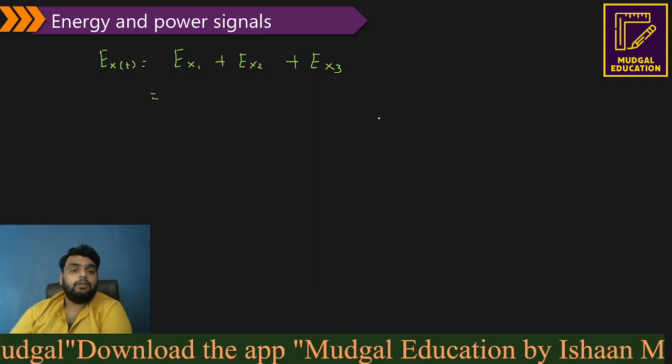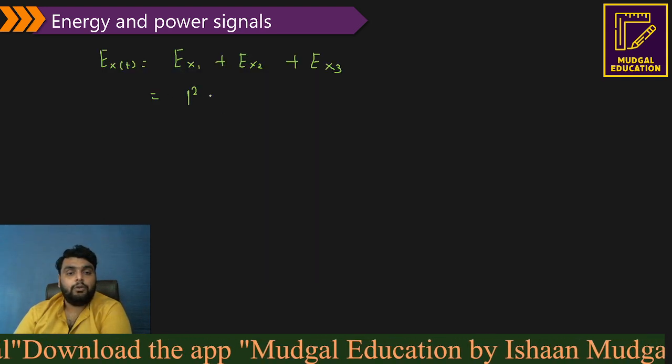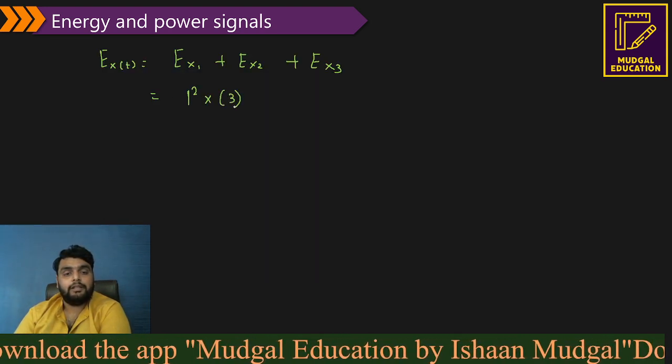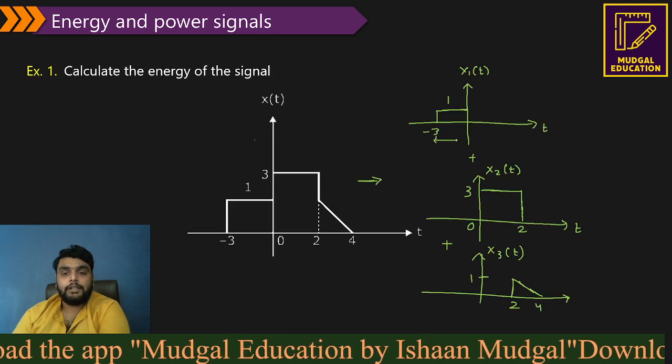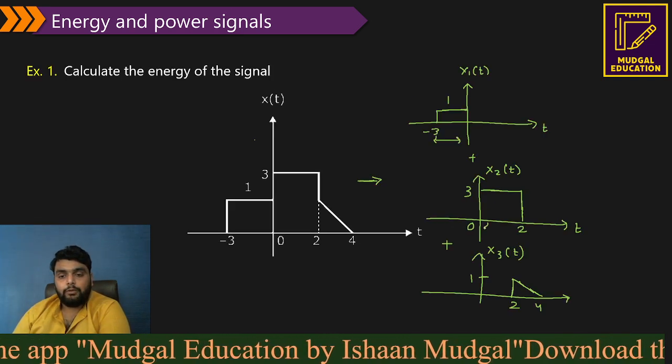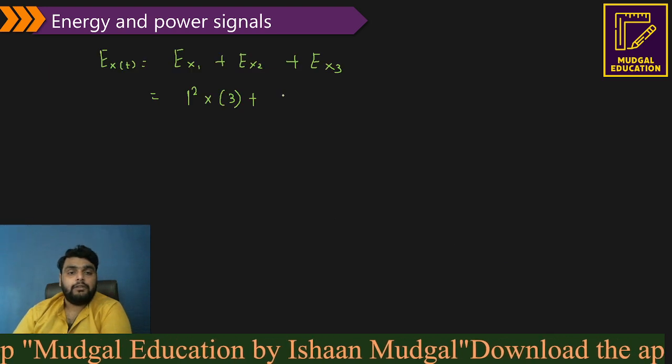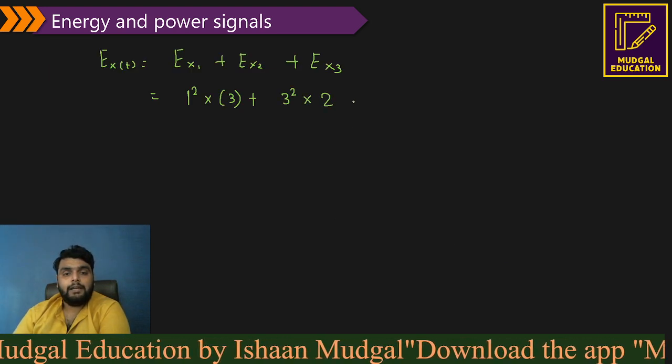It is a rectangular signal. The energy of a rectangular signal is magnitude whole square multiplied by the duration. No need to use the sign, use the duration. Okay, what is x2(t)? Again a rectangle signal, so I will say 3 whole square multiplied by duration.